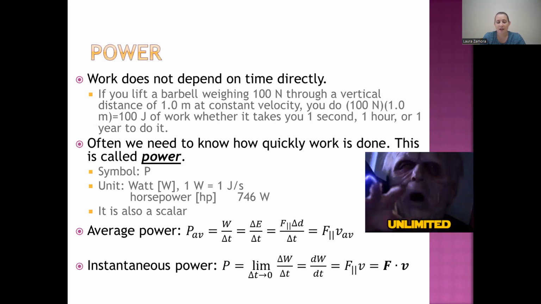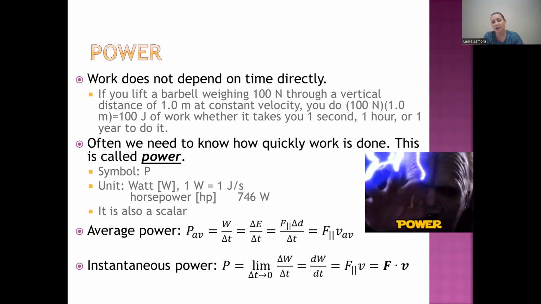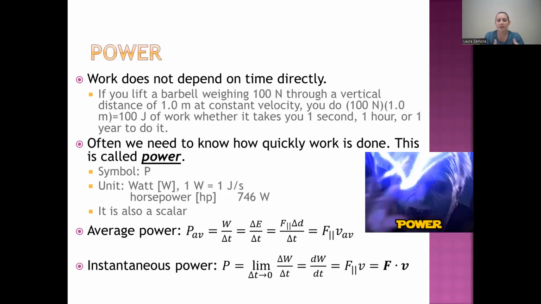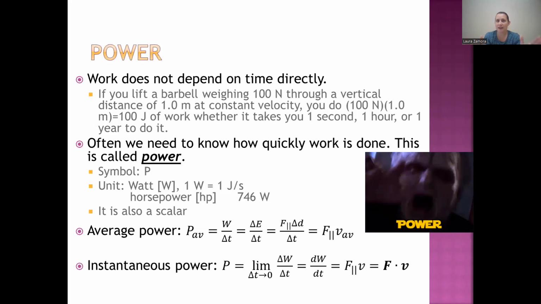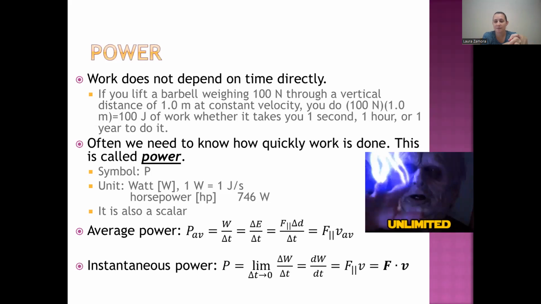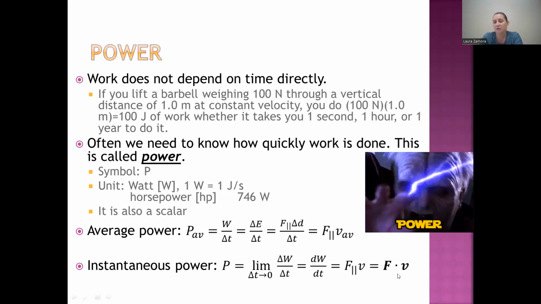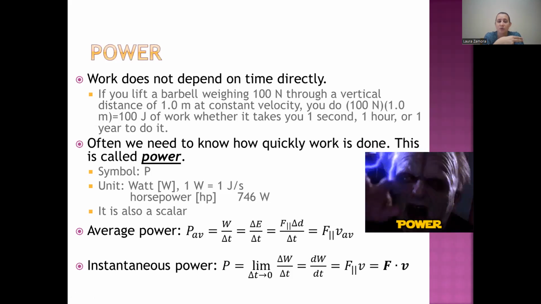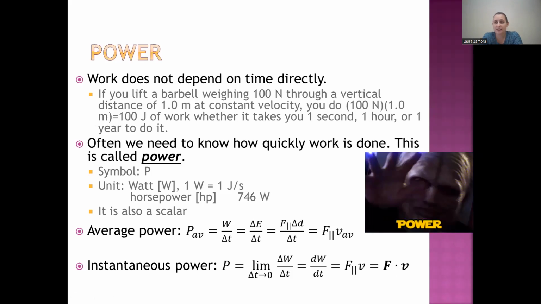Instantaneous power, very similar to the difference between average velocity versus instantaneous velocity, is the limit as that time interval gets smaller and smaller. So this would be where a derivative comes into play if it is needed. And you can see here we end up with a dot product as well, because that dot product tells us how much of the force is parallel to the motion, or in the same direction of the motion.